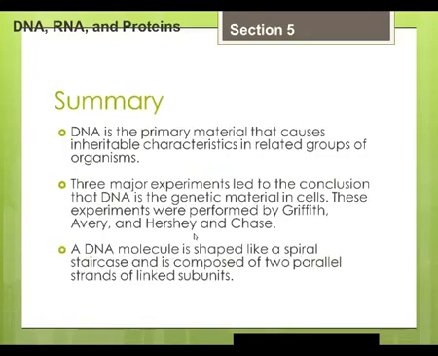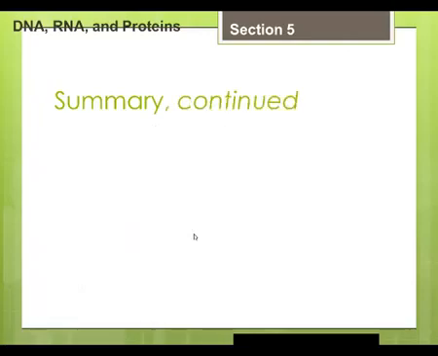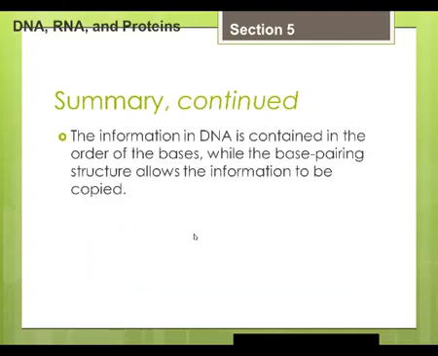And in summary, DNA is the primary material that causes inheritable characteristics in related groups of organisms. There are three major experiments that led to the conclusion that DNA is the genetic material in cells. These experiments were performed by Griffith, Avery, and Hershey and Chase. And the DNA molecule is shaped like a spiral staircase. It's composed of two parallel strands of linked subunits. The information in DNA is contained in the order of the bases, while the base pairing structure allows the information to be copied.